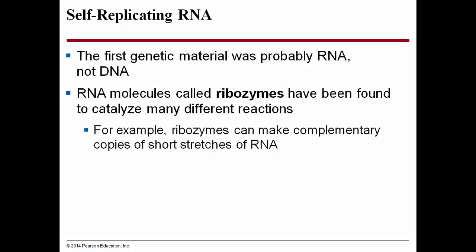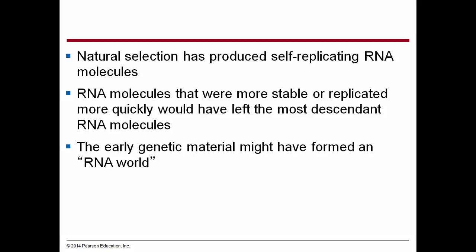The first genetic material was probably RNA, not DNA. RNA molecules are simpler, and they are called ribozymes and have been found to catalyze many different reactions. For example, ribozymes can make complementary copies of short stretches of RNA. Natural selection has produced self-replicating RNA molecules. RNA molecules that were more stable or replicated more quickly would have left the most descendant RNA molecules. The early genetic material might have formed an RNA world. So they were not really living organisms, but they had some of the traits.